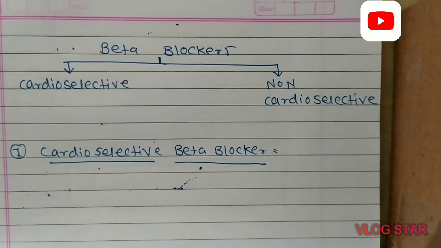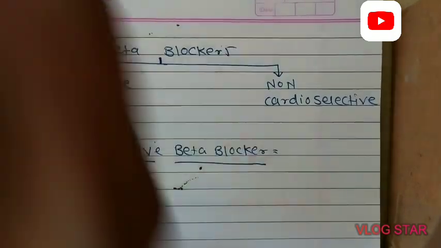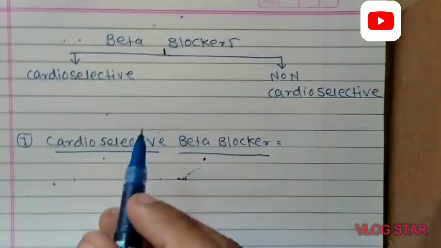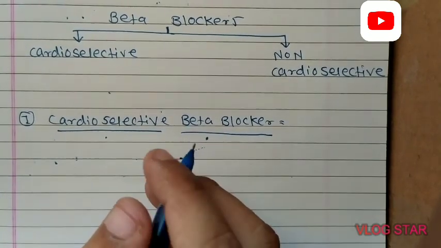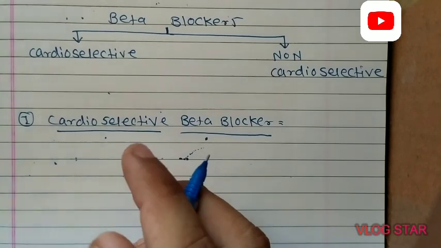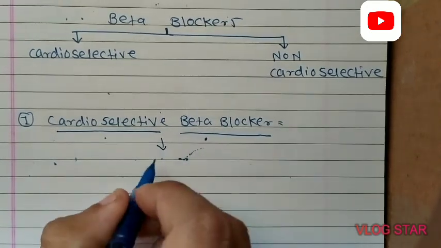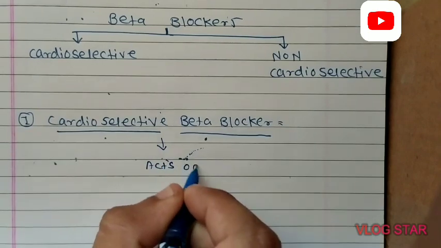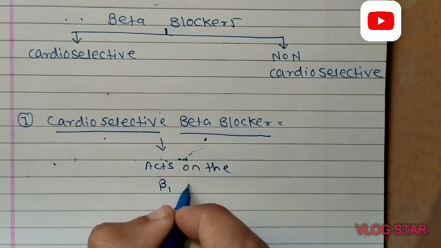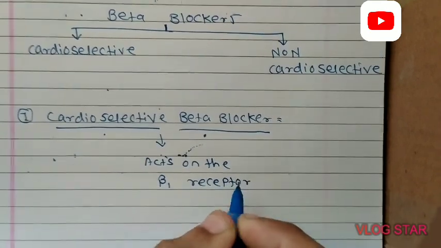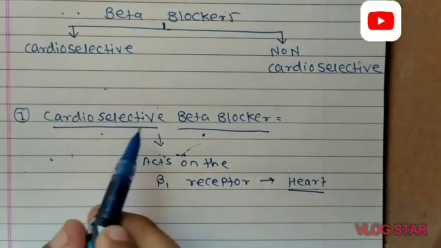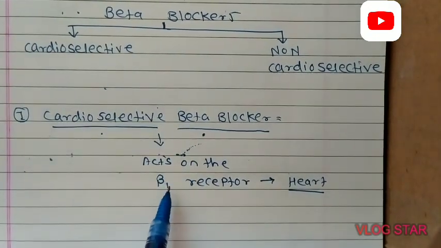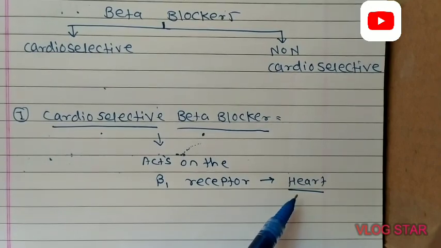Beta blockers are further classified into two main types. First is cardioselective beta blockers, and second is non-cardioselective beta blockers. Let us talk about the cardioselective beta blockers. The cardioselective beta blockers are those beta blockers which act selectively, or exclusively, on the beta 1 receptor which is present in the heart. So cardioselective beta blockers primarily act on beta 1 receptors inside the heart.